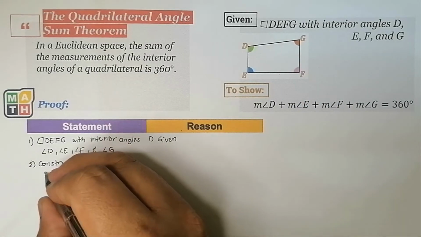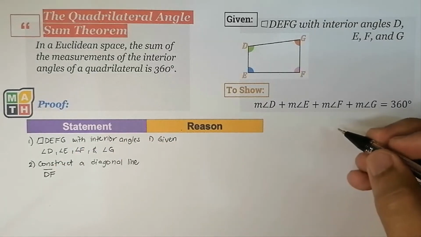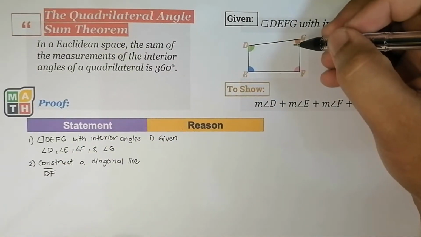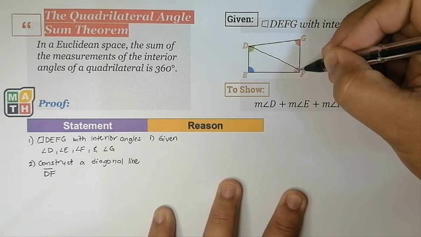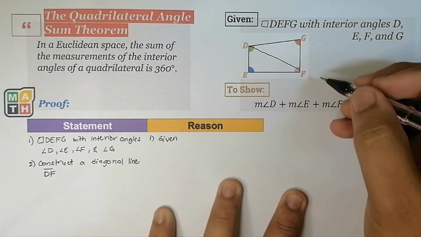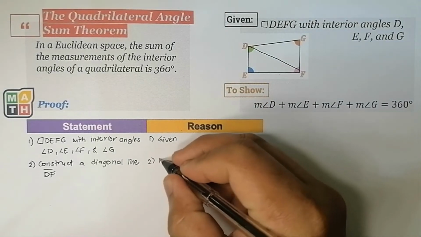Again, it's diagonal line DF connecting non-consecutive vertices D and F. So we have here DF. In that case, I'm going to connect it in this manner. Hopefully this is straight. Assuming my drawing is straight, this is by construction.